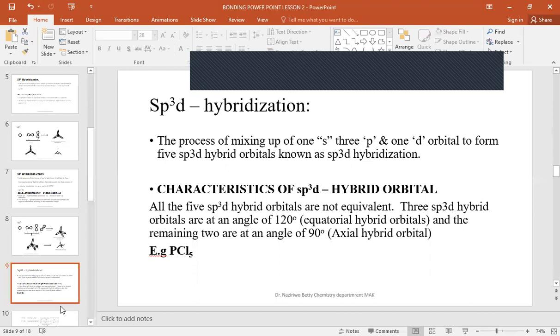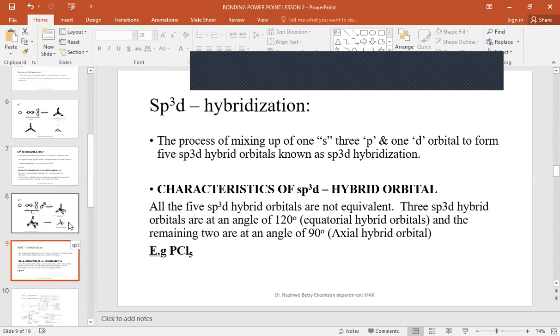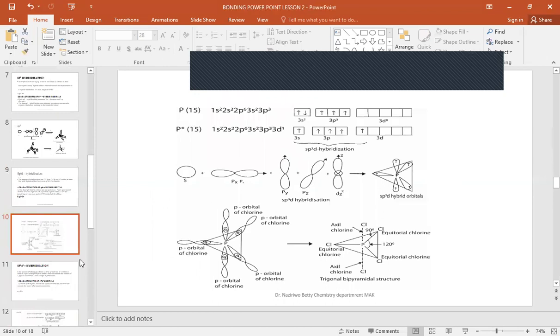Let us look at an example of phosphorus pentachloride, and we look at its orbitals. This is the arrangement of the orbitals, and the chlorides with the dotted lines are the axial chlorides, which are at 90 degrees. Then these ones, which are very visible, are known as equatorial chlorides, which are at an angle of 120 degrees, resulting in the structure known as trigonal bipyramidal.